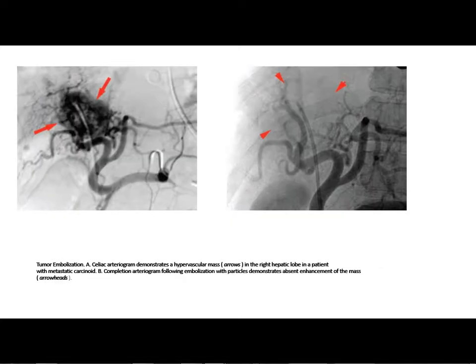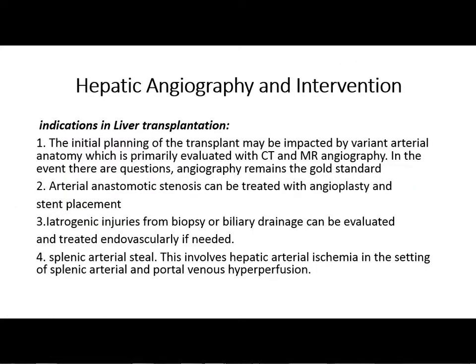This example shows a tumor embolization. A, celiac arteriogram demonstrates a hypervascular mass in the right hepatic lobe in a patient with metastatic carcinoid. B, after completion arteriogram following embolization with particles demonstrates absent enhancement of the mass. And this is the enhancement before the embolization, and after embolization, no enhancement of the mass.